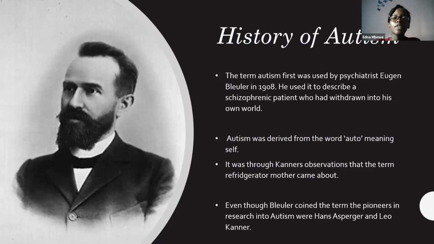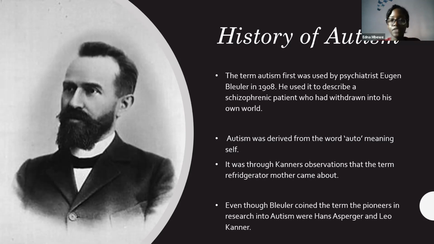However, even though Bleuler coined the term, the pioneers in research into autism were Hans Asperger and Leo Kanner, who around the 1940s separately worked and had studied a group of children. It was from their work that they both discovered that the children they were studying had difficulties in social interactions, adapting to changes in routines, and had good memory.